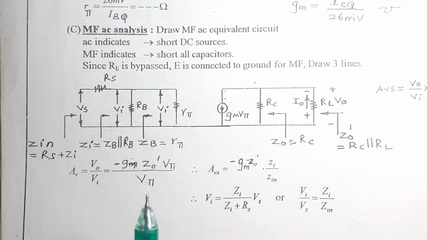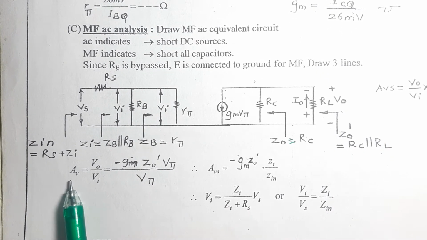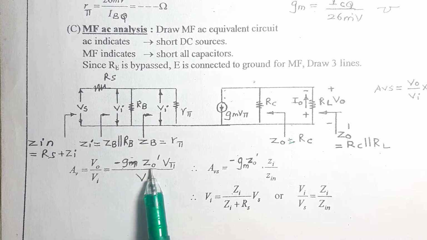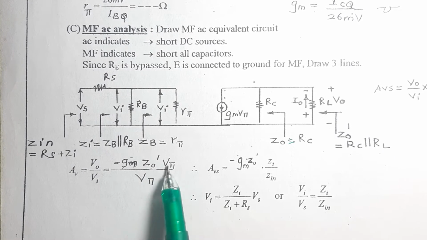Now the value of voltage gain is given by AV, which is nothing but VO by VI, which is nothing but minus gm into ZO dash. ZO dash is nothing but RC parallel RL. If RL is not given, it is simply RC over here. V pi gets cancelled over here.